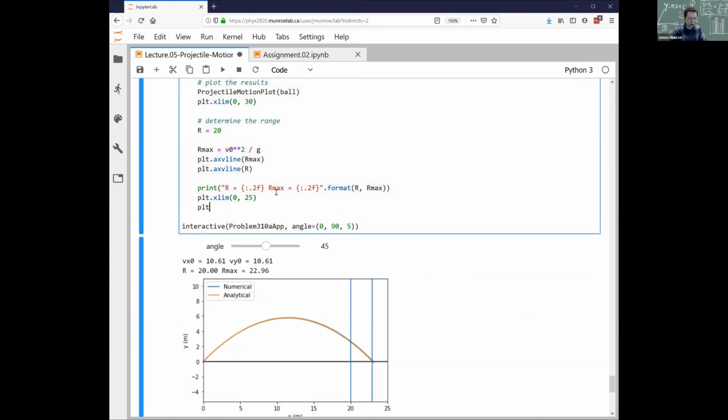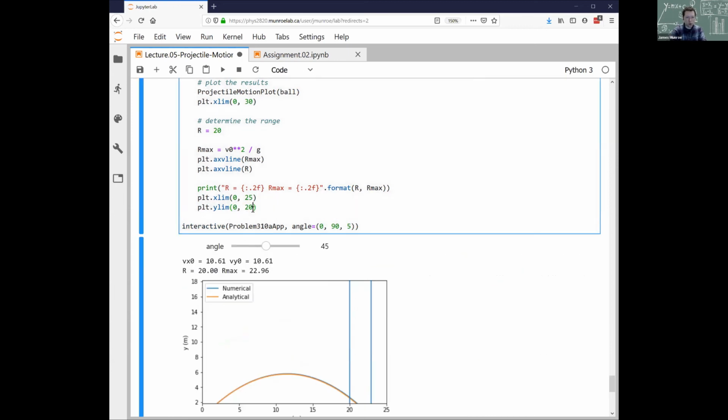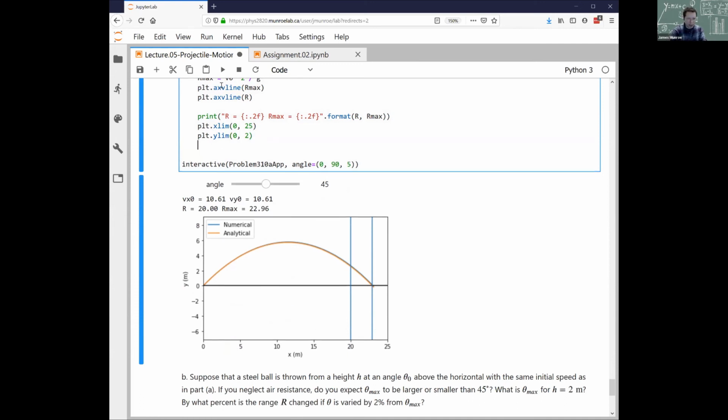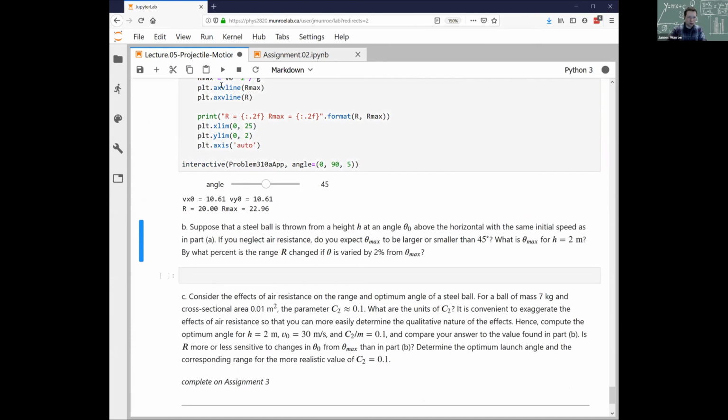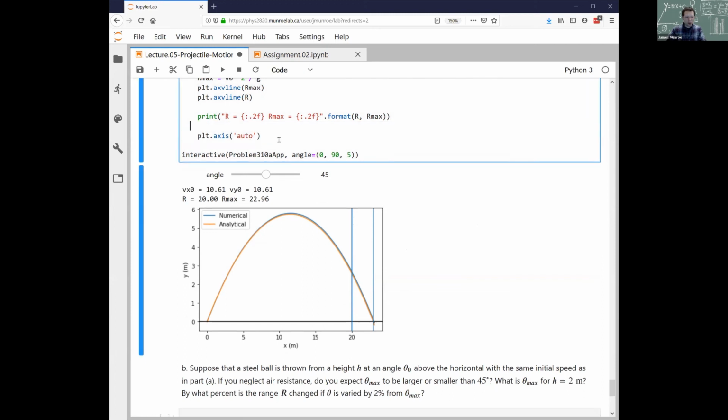Oh, and set y limit 0 to 2, not 20, 2. This lets me control my field of view. Okay, why is my field of view not being controlled? Something I skipped over. By default, that's the field of view.